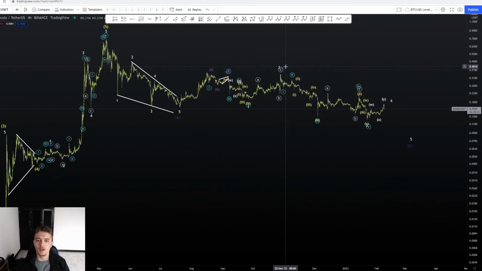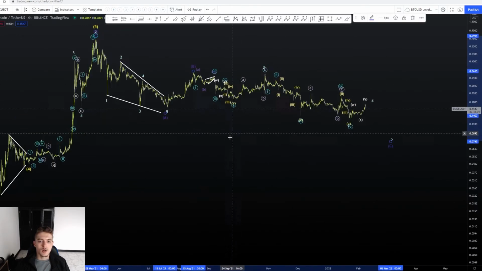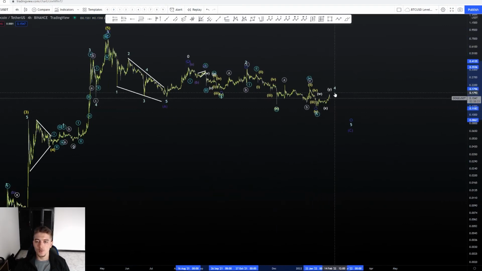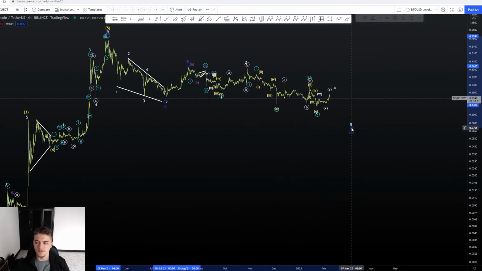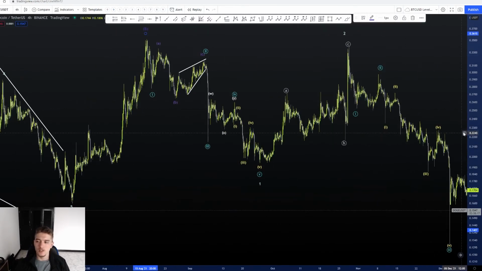So let's go back to the count. We're going to put the B wave right here, and then we're going to count down. This would be a 1, 2, 3 down here. We're coming out for a fourth wave, and we have yet to come down for the fifth wave. So let's zoom into this wave C. I can show you guys the subdivisions.